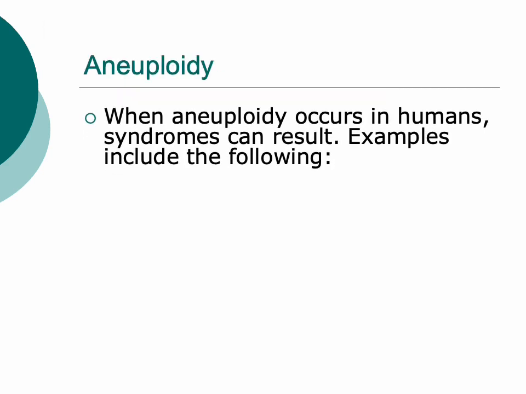The first type of chromosomal aberration that will manifest as disease is categorized under aneuploidy. When aneuploidy occurs in humans, syndromes can result. Again, when you say aneuploidy, we refer here to an extra chromosome or a lacking chromosome. So we are referring here to the quantity of the chromosome, not the entire set.